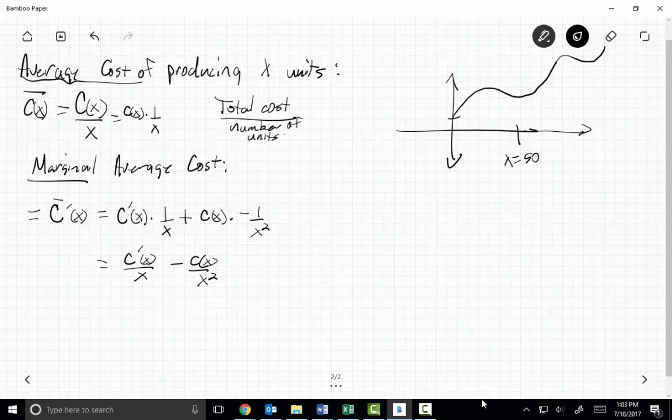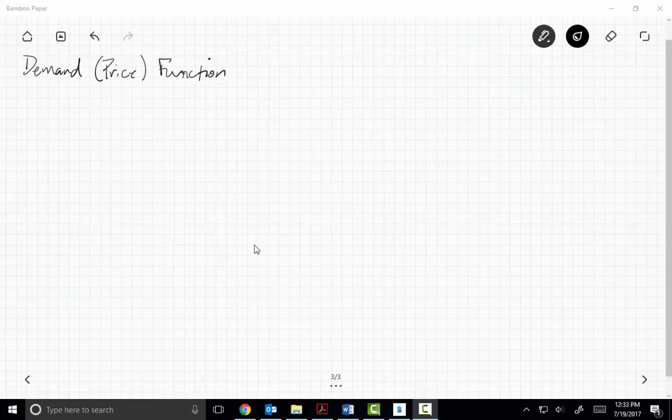Okay, I'll meet you back on the other page here in just a second, and we'll talk about demand functions and elasticity of demand and all that fun stuff. All right, you guys, let's go ahead and talk about this demand or price function, because it's going to be really useful in determining things like revenue and profit and things like that.